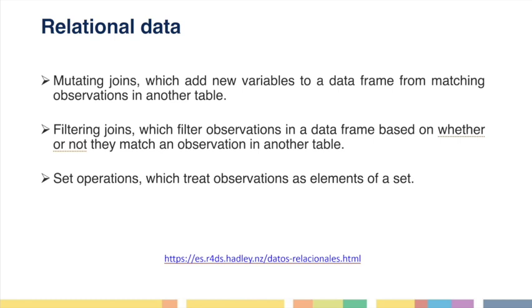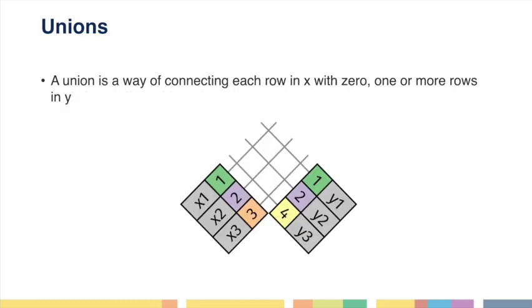And there are also set operations which treat observations as elements of one set. Let's say that all the information is in both sets, and I just want to use the ones that are different. And you can also use this link to look for more information.